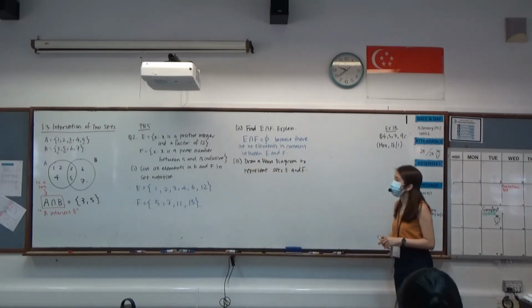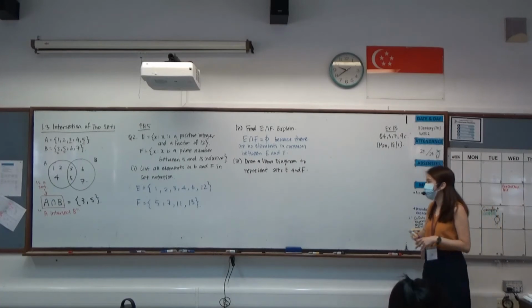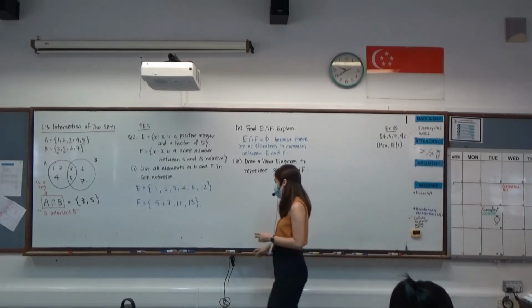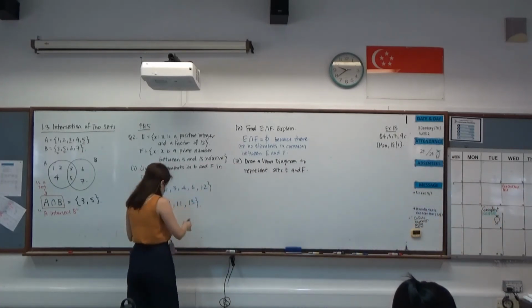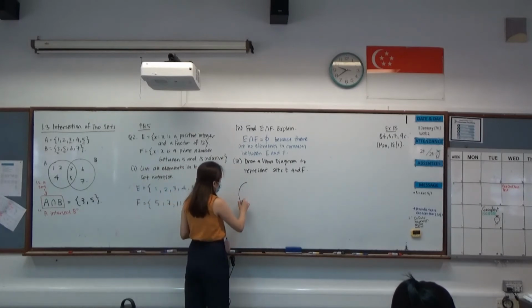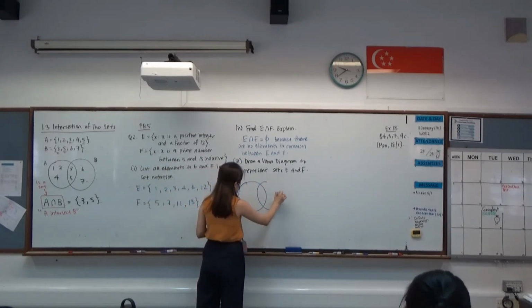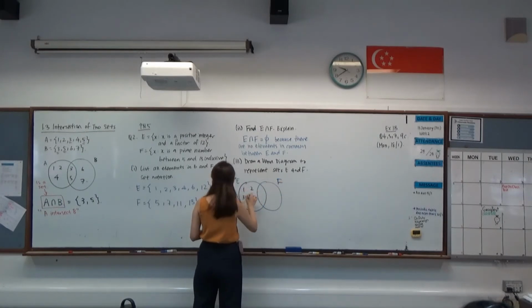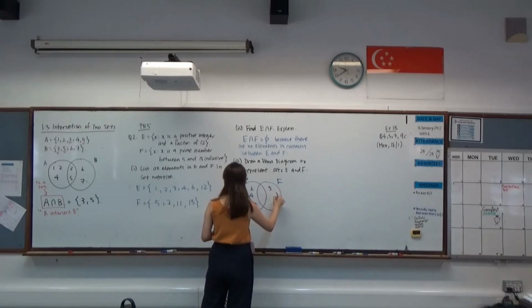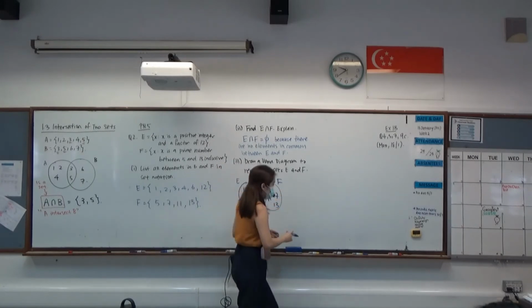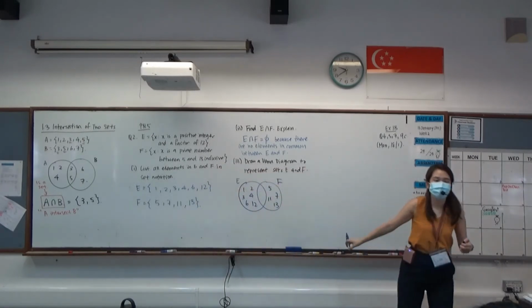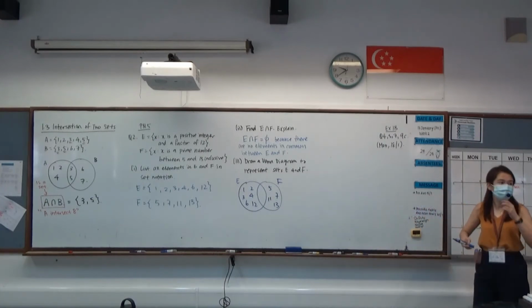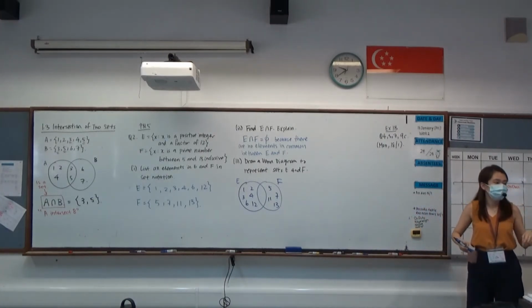So when we draw a Venn diagram to represent set E and F, would you agree if we draw our sets in this manner? 1, 2, 3, 4, 6, 12, and 5, 7, 11. Will we accept this? No? Why?